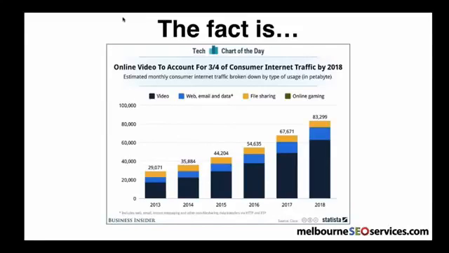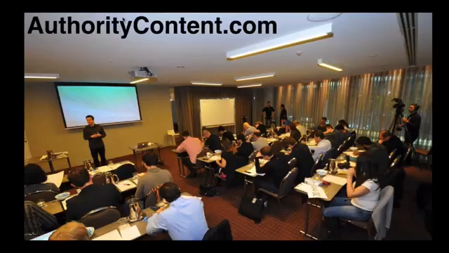The fact is, the predictions are by 2018 that three-quarters of all consumer traffic will be in the consumption of video, which is huge. I mean, if you think about positioning yourself in front of the trend, this is a huge trend that you want to make sure that you get in front of. We use a process we call authority content to create this type of content. And you can find out more about it over at authoritycontent.com.